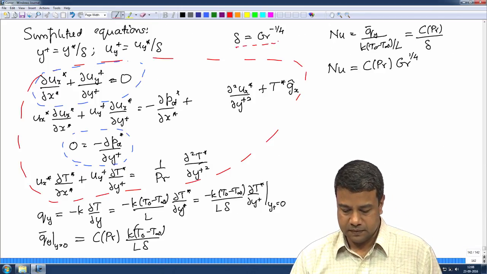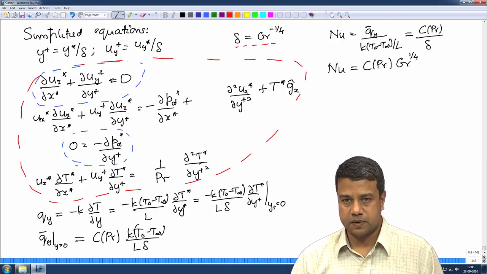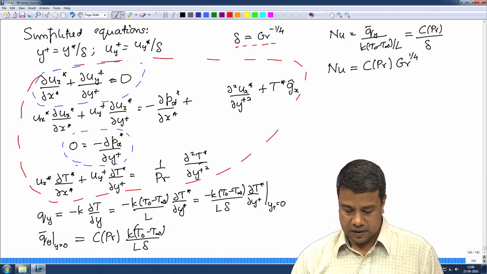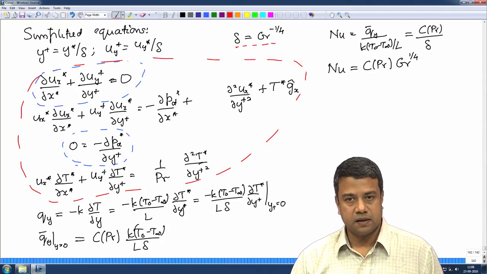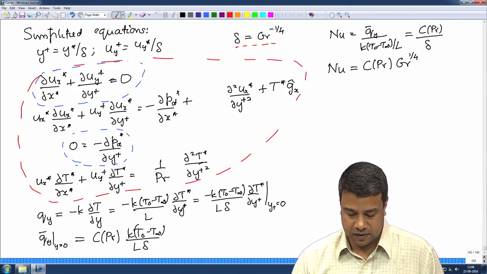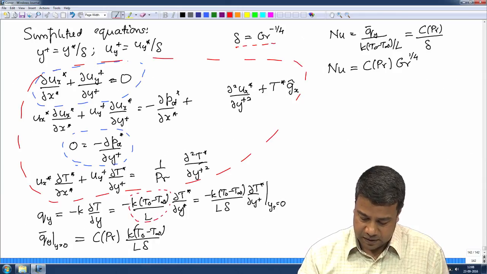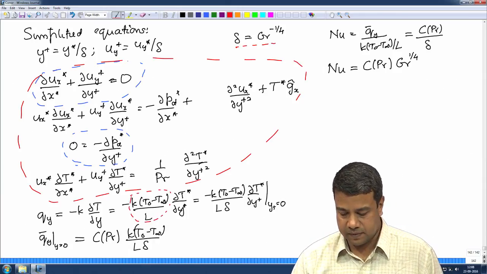Okay. The resulting equations are only dependent on the Prandtl number, and therefore, I can quite easily get the form of the heat flux. The heat flux goes as k times partial T by partial y. I scale it by T naught minus T infinity and L, and I get minus k times (T naught minus T infinity) by L.